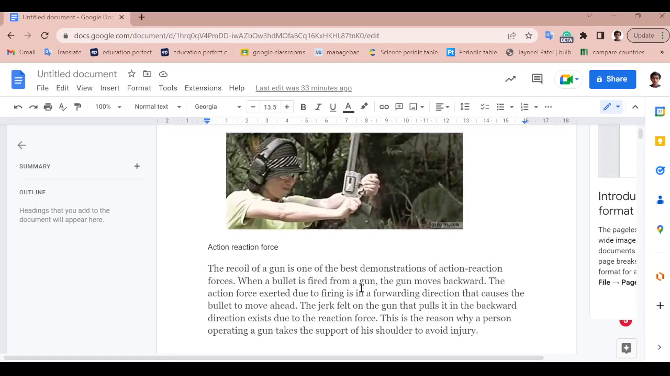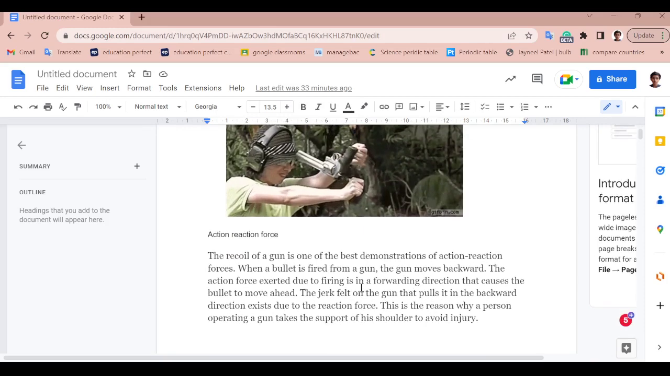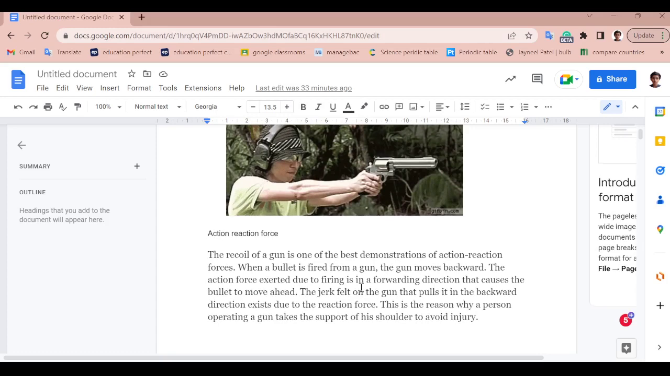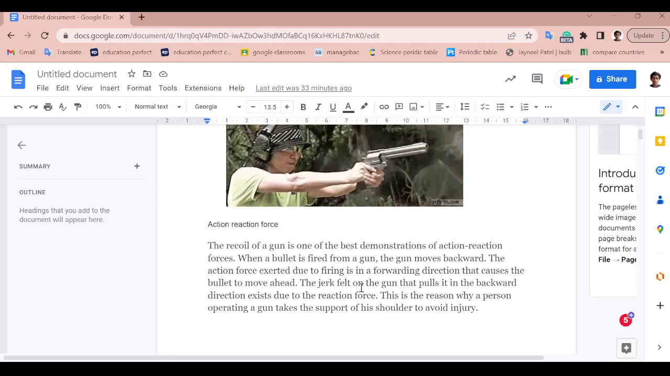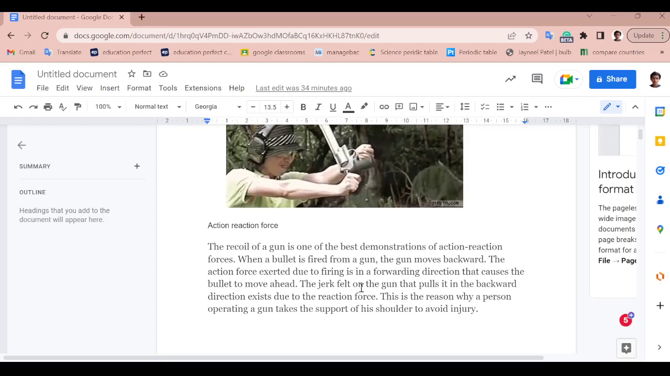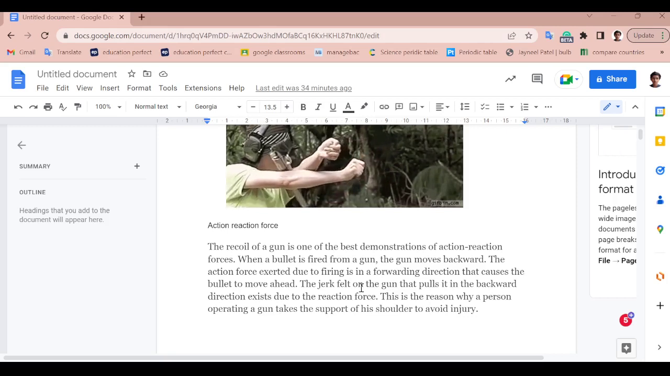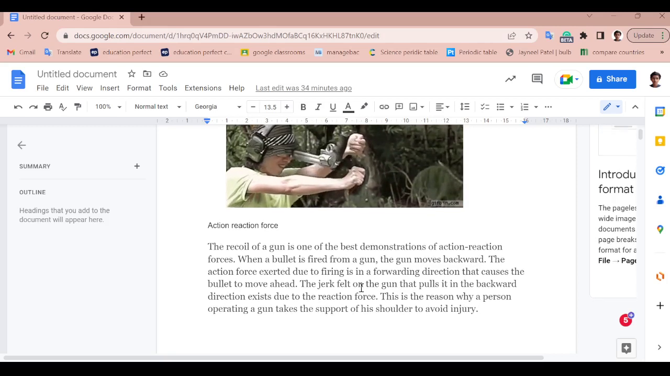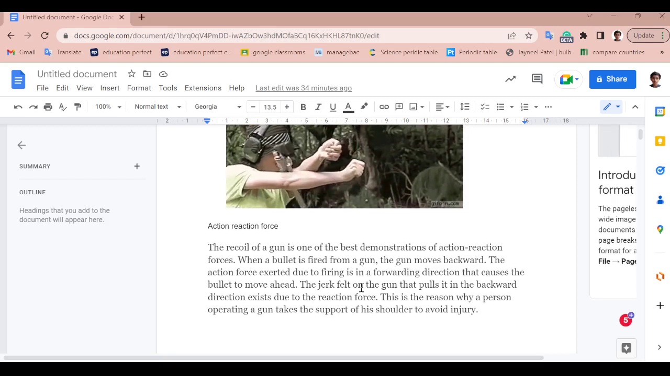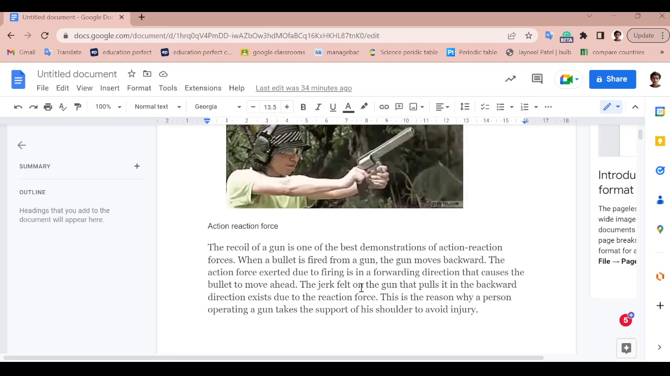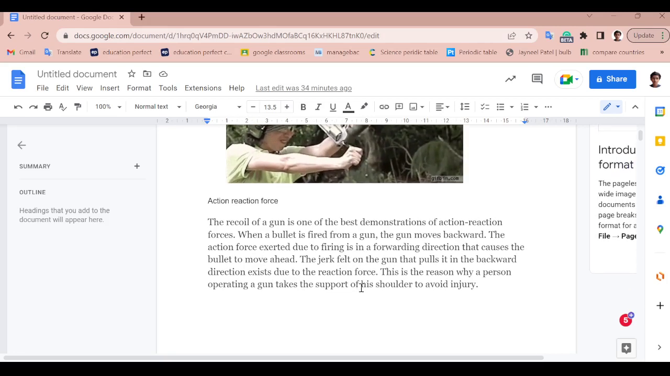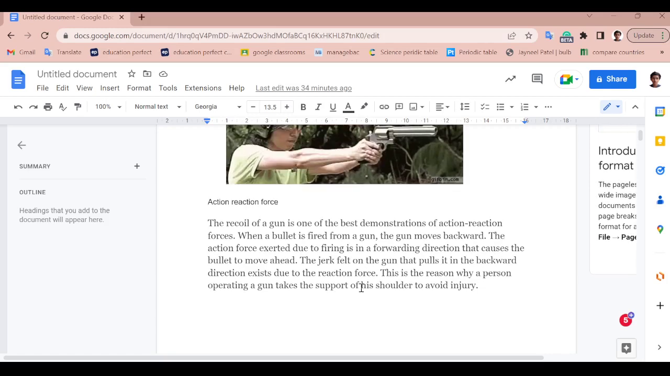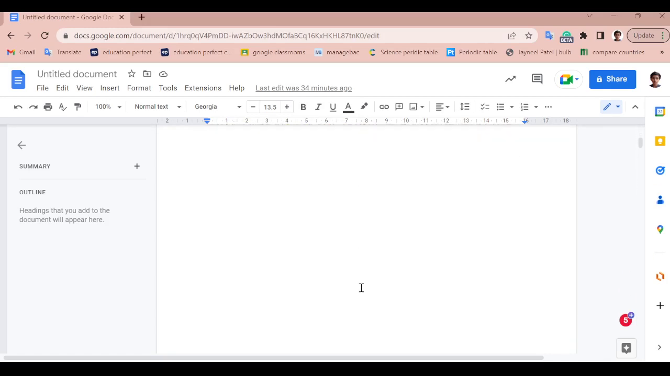The recoil of a gun is one of the best demonstrations of action-reaction forces. When a bullet is fired from a gun, the gun moves backwards. The action force exerted due to firing is in a forward direction that causes the bullet to move ahead. The jerk felt on the gun that pulls it in the backward direction exists due to the reaction force. This is the reason why a person operating a gun takes the support of his shoulder to avoid injury.